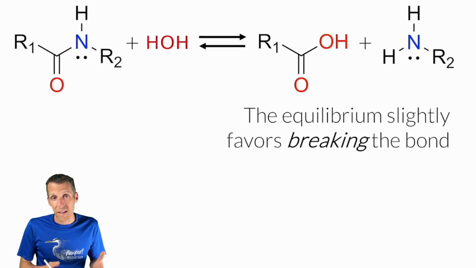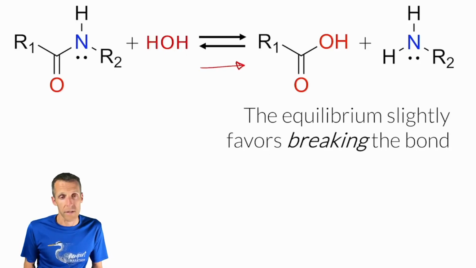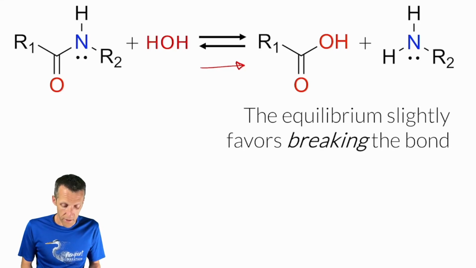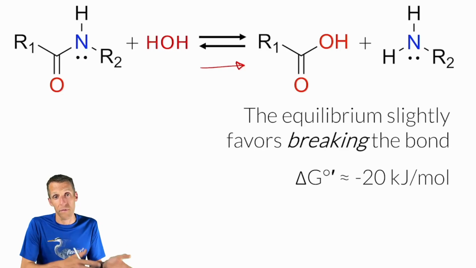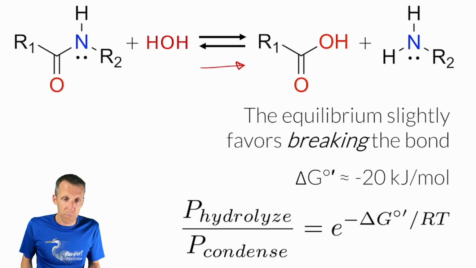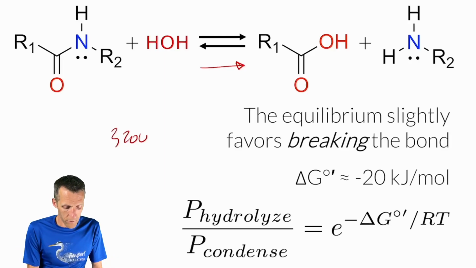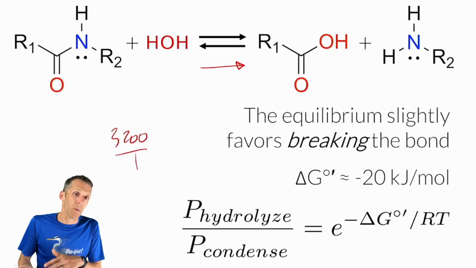But interestingly, the opposite is true. The equilibrium actually favors hydrolysis. Standard state free energy for this is about minus 20 kilojoules per mole. So it favors breaking the bond by 20 kilojoules per mole. And if we plug this into an expression for the relative probability of breaking versus forming, we get that it's 3,200 to 1 favoring, at standard state, breaking a bond versus forming a bond.